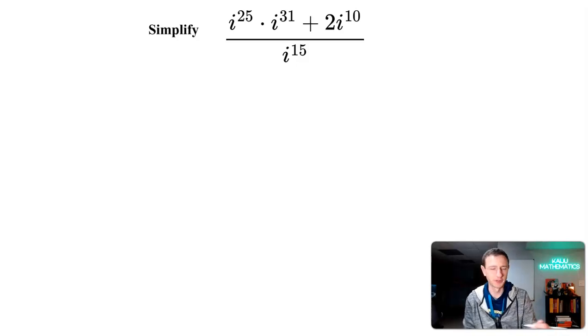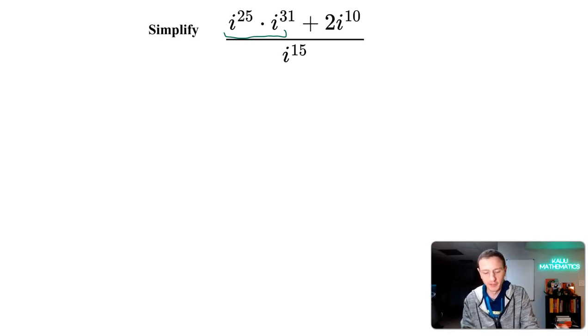Today I'm going to take a look at a really interesting problem with imaginary numbers. So we have i to the 25th times i to the 31st plus 2i to the 10th over i to the 15th. I want to clean this up, and then we'll have a little discussion about the imaginary number i.